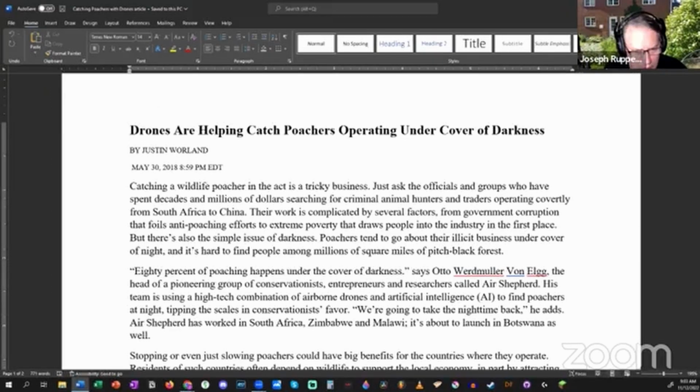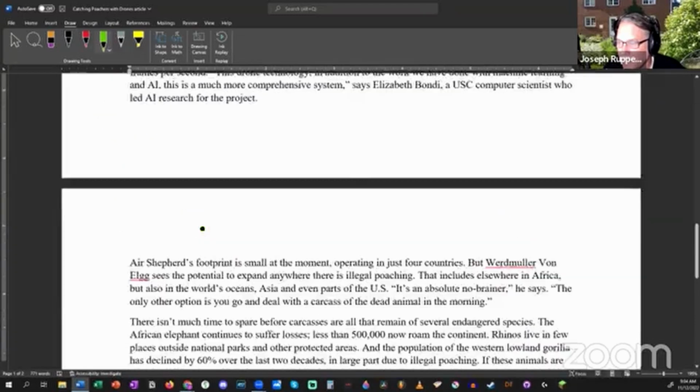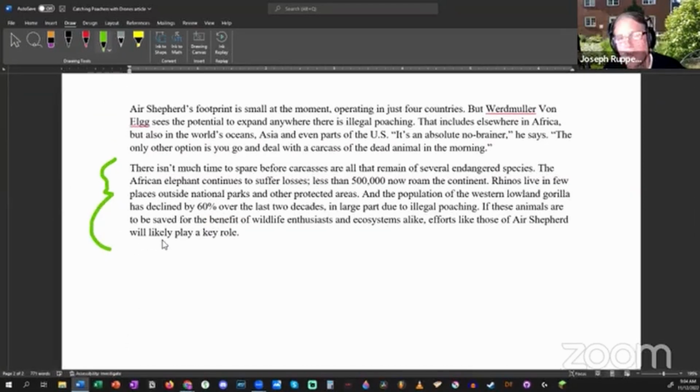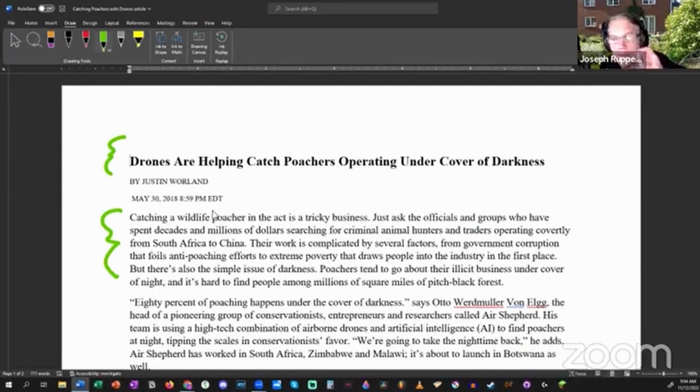For our approach, even though it's a short article, we're still going to use our same basic approach, which is to start with the title. Then we're going to look at the first paragraph, and then skip to the end and look at the last paragraph before we try to read through all of it. Again, the general idea is to try to get the general idea first.